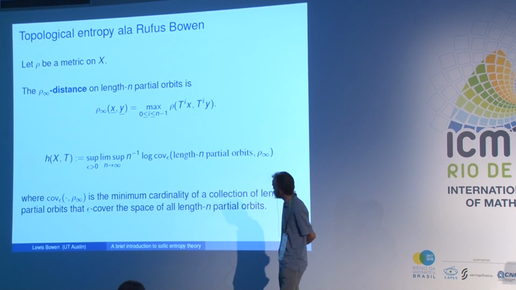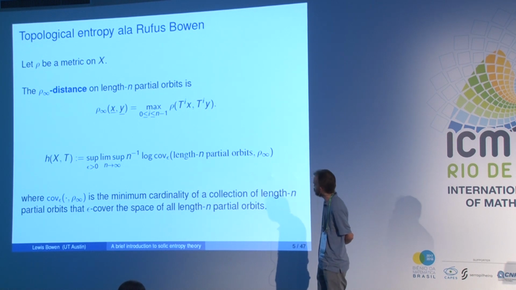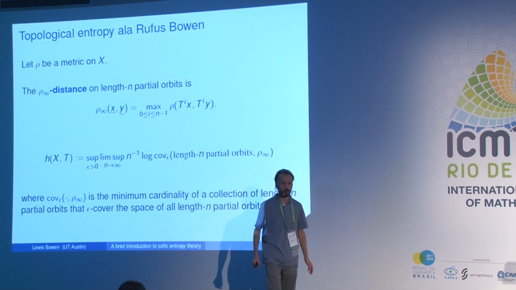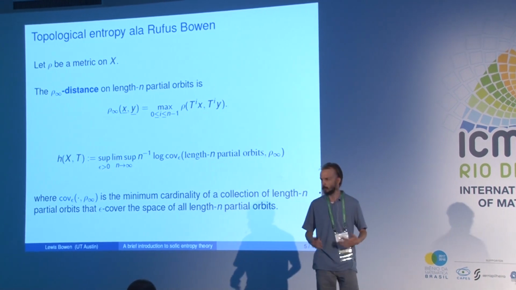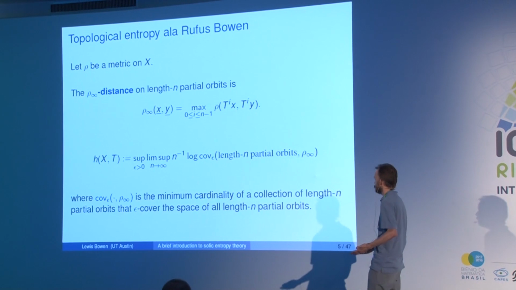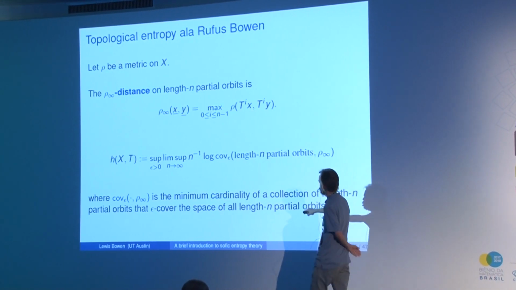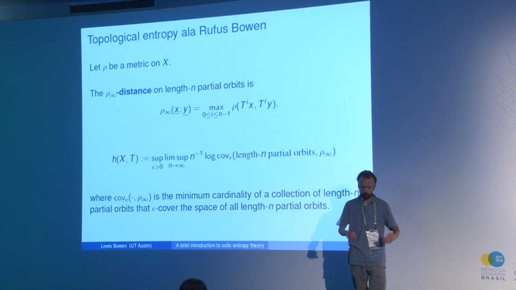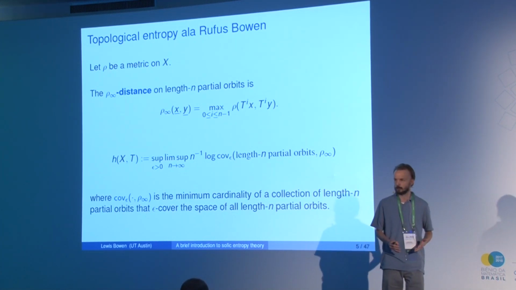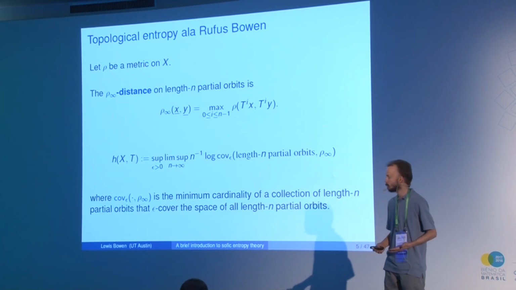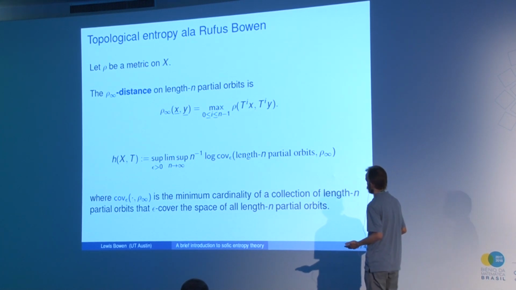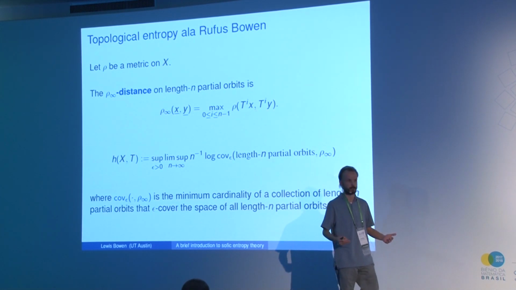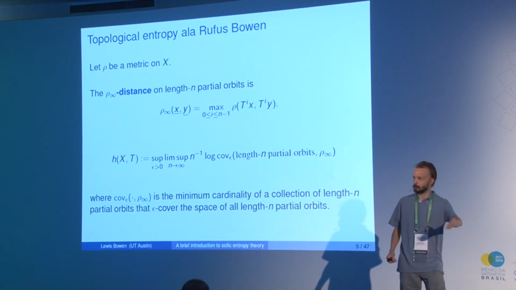And so the entropy is defined in the following way. We look at all length n partial orbits. Now, typically, there are infinitely many, so we can't just count them. That won't be helpful. So what we do is we take the minimum cardinality of a collection of partial orbits that epsilon covers the space of partial orbits. So this is the epsilon covering number. And we look at the exponential rate of growth of this epsilon covering number. And then we send epsilon down to 0.